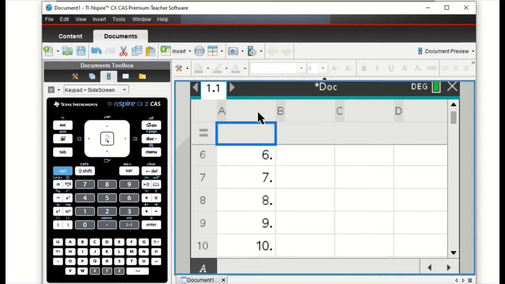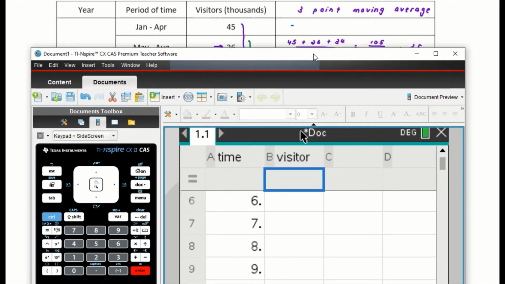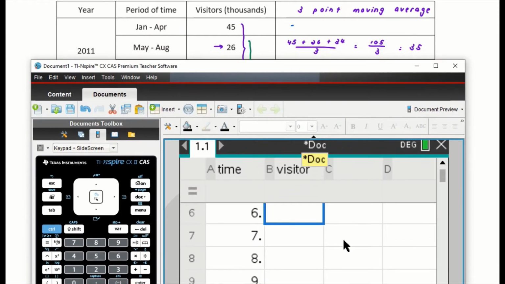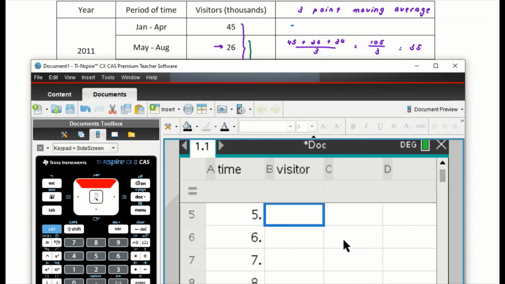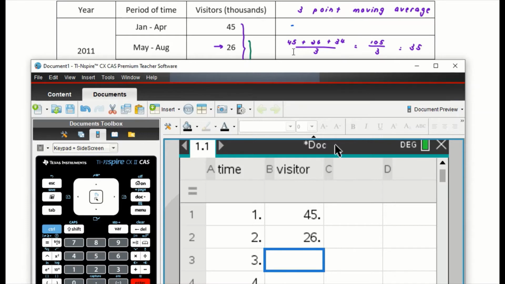Alright, so we can try to key in this maybe as T, or you want to put it as time also can. Alright, then the other one will be our visitor. So what we need to do here is to key in all the values. So we have 45 for the first one. Okay, 26. All right, and I move on.